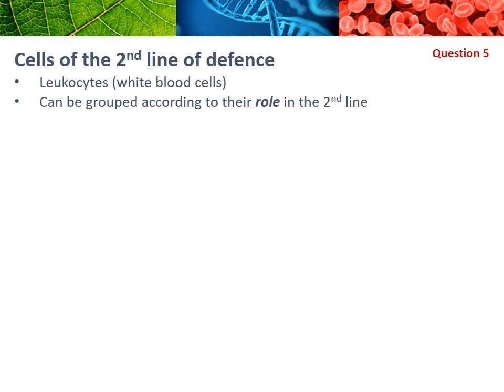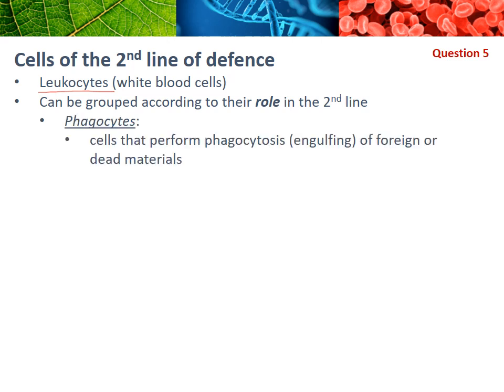So, white blood cells, also known as leukocytes. They can be grouped according to their role or their job in the second line of defense. So that's how I'm going to group them here. But you might decide that when you are using the summary poster that you just did, maybe you'll color code things that way so you can group them according to what they do.